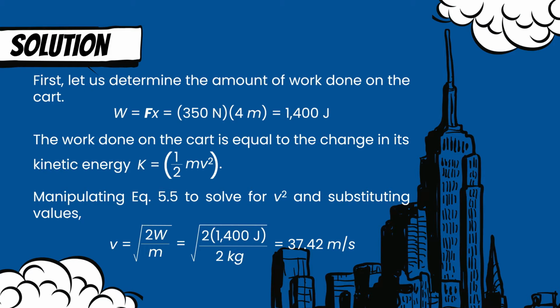The work done on the cart is equal to the change in its kinetic energy, which is K is equal to 1/2 mv squared. Manipulating equation 5.5 to solve for v and substituting the values, we have v is equal to the square root of 2 times W over m, which is equal to the square root of 2 times 1,400 joules over 2 kilograms. And that yields 37.4200 meters per second.